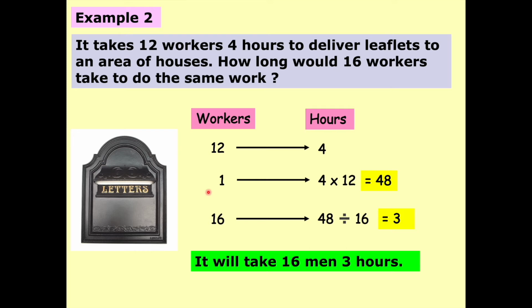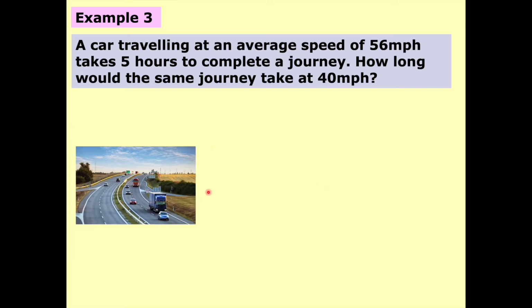Okay, we've got one more example. The last 2 examples were about the number of people it took to do a certain job. We can also consider it with travel and distance, speed and time style questions. So for this example, a car travelling at an average speed of 56 miles per hour takes 5 hours to complete a journey. How long would the same journey take at 40 miles per hour?